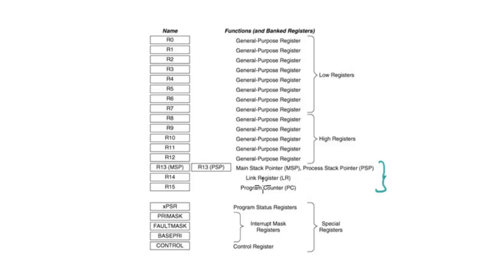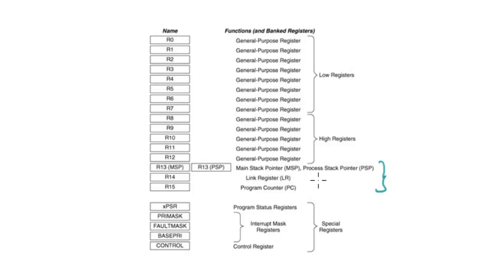Then there is a link register. Whenever the controller goes into an interrupt service routine, the link register holds the return address. After executing the interrupt service routine, the controller reads the link register and determines at what location it should come back and start executing the normal program. And the program counter, as you know with all controllers, keeps pointing to the next instruction in your program.